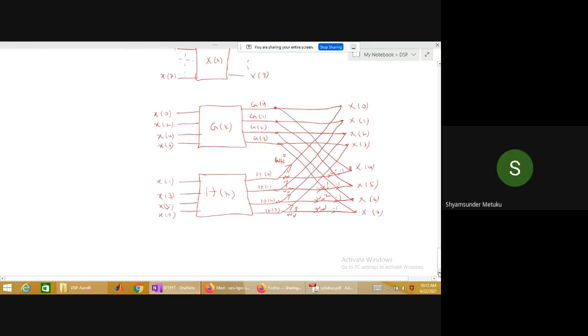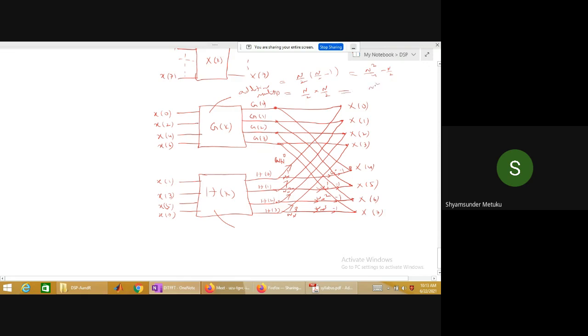Now let us analyze. How many multiplications are required for G? How many multiplications are required for H? Can anybody tell the number of additions and multiplications for G? Is it not n by 2 into n by 2 minus 1? Because you have calculated n into n minus 1. So approximately it is n square by 4 minus n by 2, isn't it?